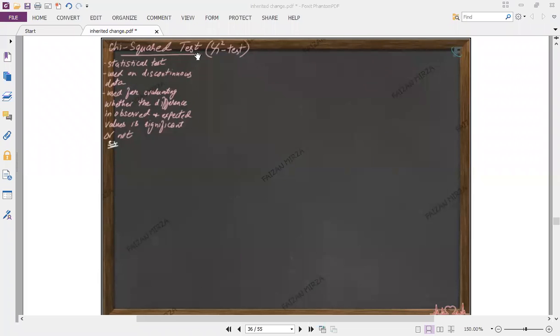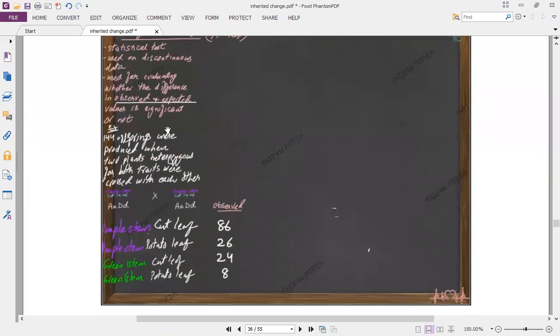We are discussing chi-squared test today. Chi-squared test, this is denoted by this symbol chi-squared, and this is a statistical test which is used on discontinuous data. It is used for evaluating whether the difference between the observed and the expected values is significant or not. It can be applied in various examples. One of the example is its use in genetics.